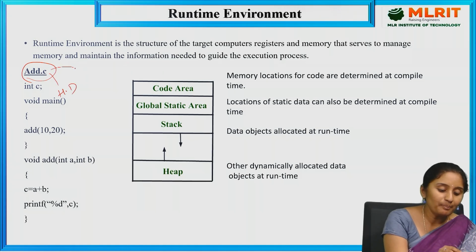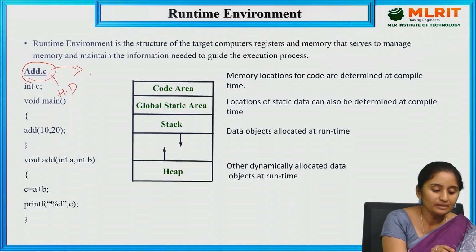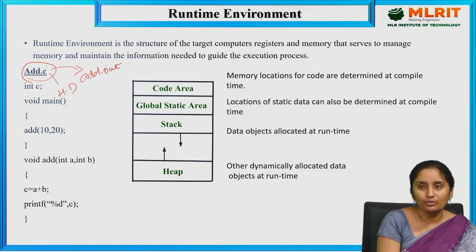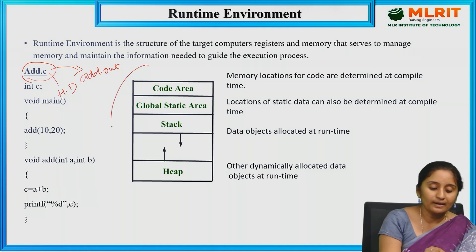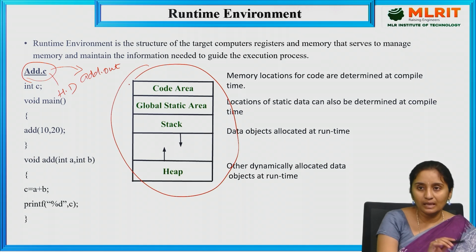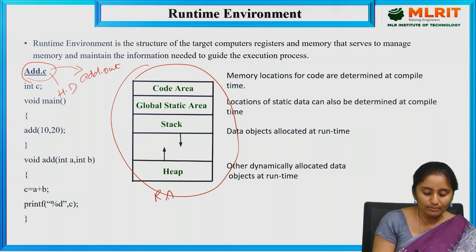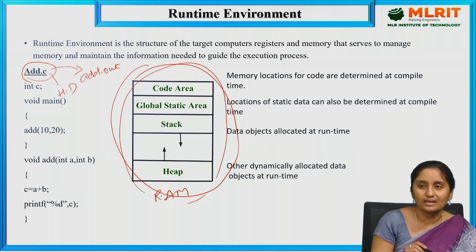And when we compile this program, it generates add.out, the object code, generated at compile time. When we run this program, it moves into the RAM memory. This process is nothing but the runtime environment. So it is acting like a bridge between the high level programming language and the low level programming language.